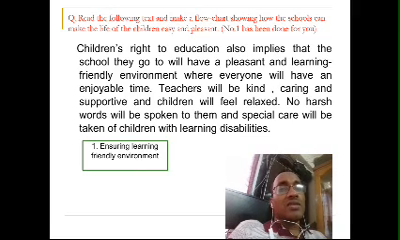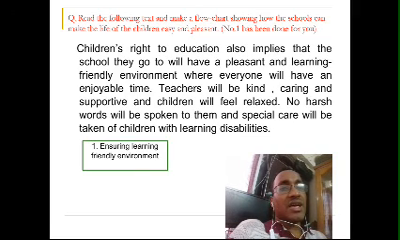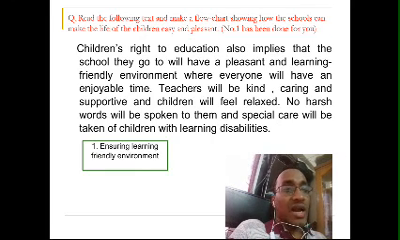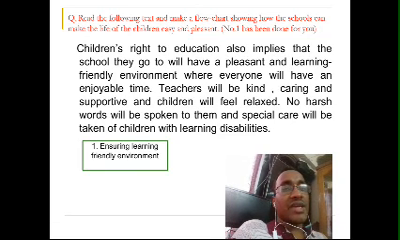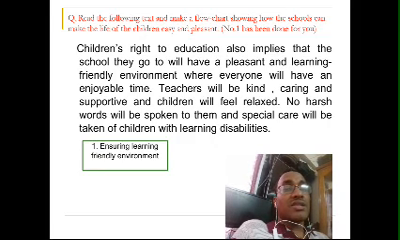Children's right to education also implies that the school they go to will have a pleasant and learning friendly environment where everyone will have an enjoyable time. Teachers will be kind, caring, and supportive, and children will feel relaxed. No harsh words will be spoken to them, and special care will be taken of children with learning disabilities.